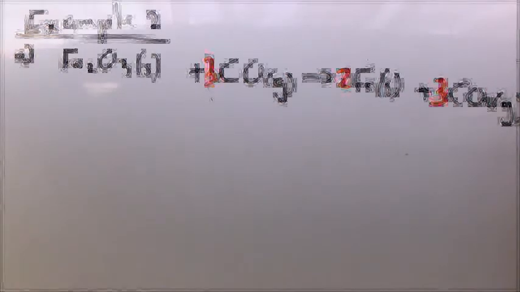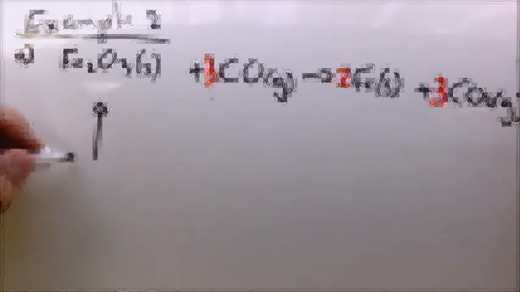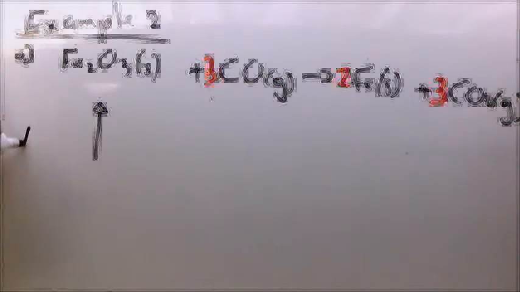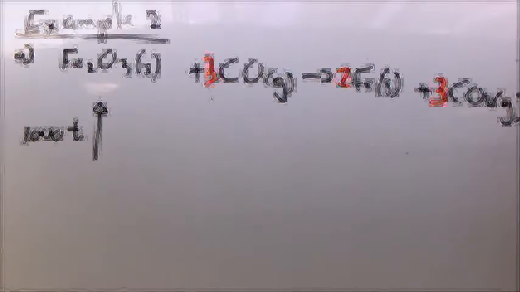The second question: calculate the mass of iron produced from 1,000 tons of iron oxide. So can you see now what's taking place here? We are getting on to the train. We have information here. 1,000 tons. That is a lot. So it's 1,000,000 kilograms.